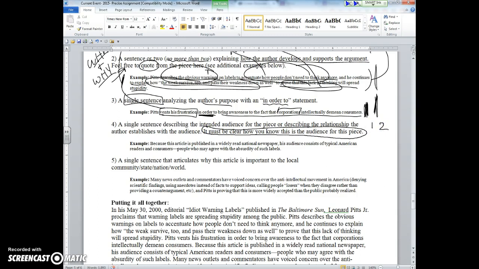So because this article is published in a widely read national newspaper, so I'm presenting some evidence right away, his audience consists of typical American readers and consumers. Because it's widely read, the Baltimore Sun is read everywhere, so it's going to be common with typical readers and consumers, people who may agree with the absurdity of such labels. So I'm identifying that it's a wide audience, so he seems to be assuming that we agree with this idea as well.